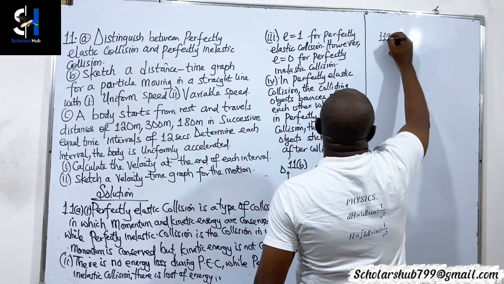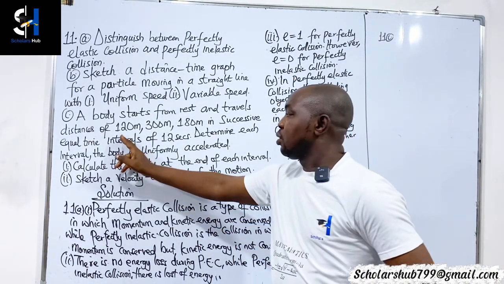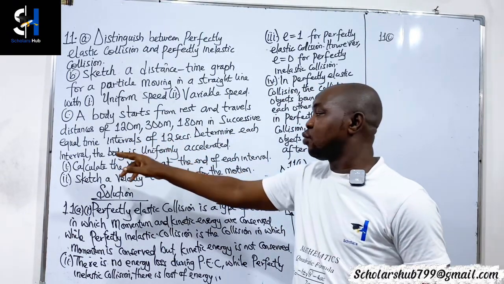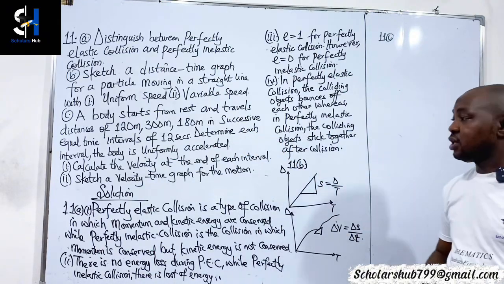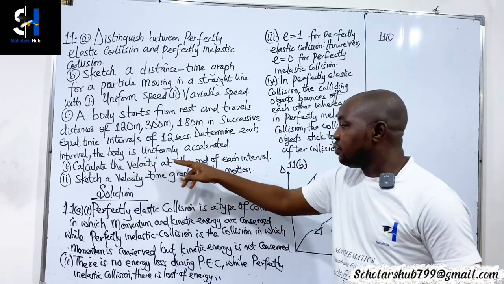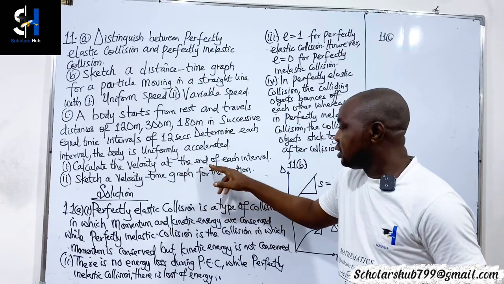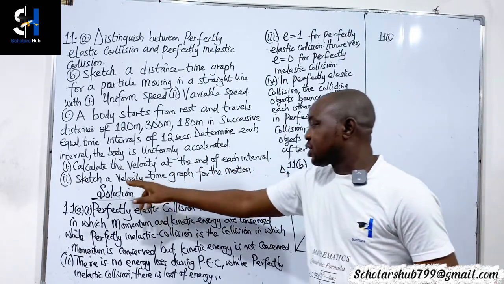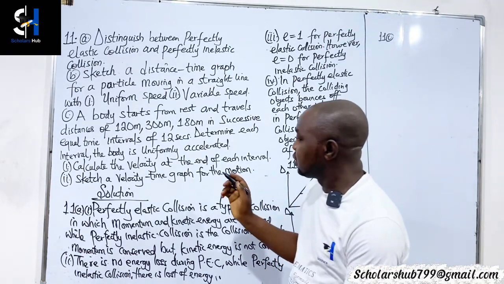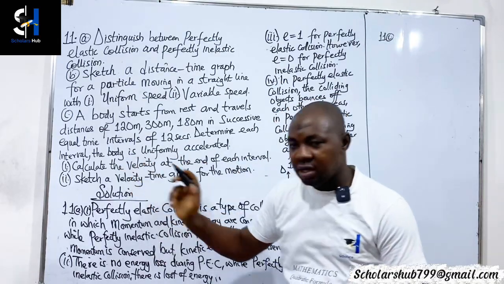For 11c, we are given that a body starts from rest and travels distances 120 meters, 300 meters, 180 meters in successive equal time intervals of 12 seconds. We are asked to determine each interval. The body is uniformly accelerated. Then calculate the velocity at the end of each interval and sketch a velocity-time graph for the motion. Now, let's note this. Determine each interval. The body is uniformly accelerated.